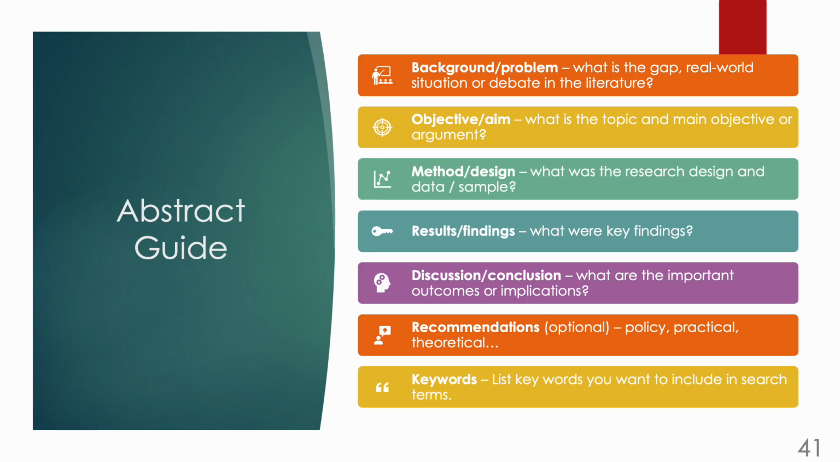What about the method or research design? What was the research design and data sample? What about results findings? What were key findings? What is the discussion or conclusion of the study? What are the important outcomes or implications? Then, are there any optional recommendations related to policy, something practical or theoretical? Finally, what are keywords? List keywords in your own abstract that you want to include as search terms.